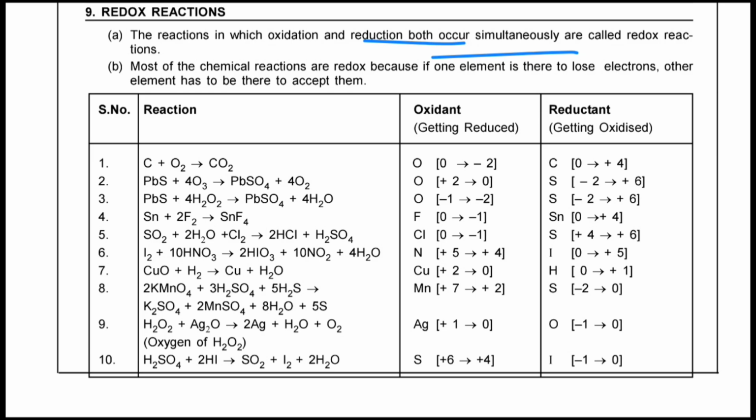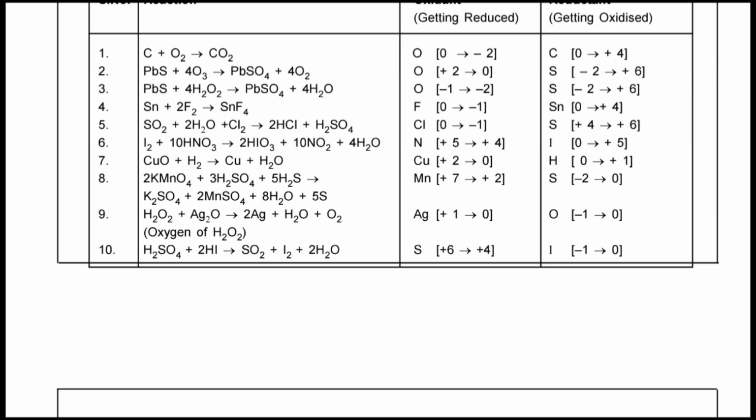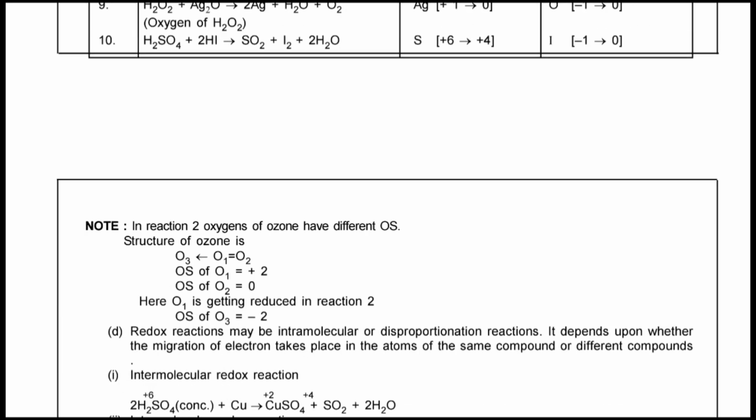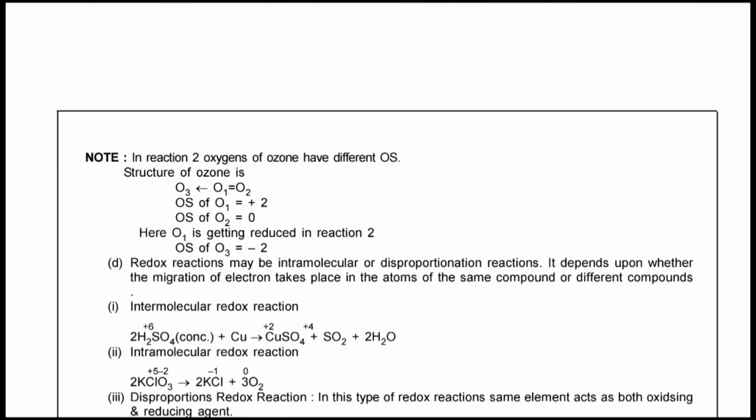Okay, there are some reactions here. Here O is getting reduced and acting as an oxidizing agent, and carbon is getting oxidized and acting as a reducing agent. All the elements are given which are acting as oxidizing agents or reducing agents. You can look at these examples.